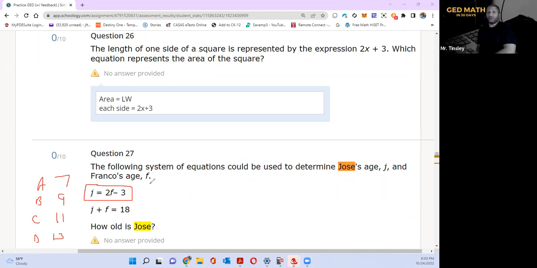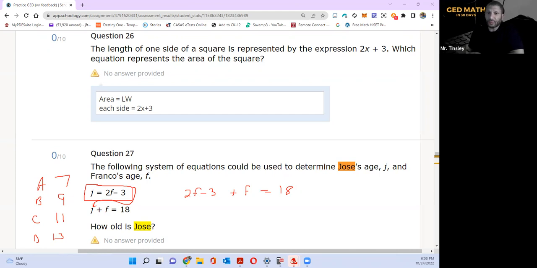There are several ways you can solve a system of equations: elimination, graphing, and substitution. Where they already have one of the variables isolated, J equals, F equals, you want to use substitution. So I'm going to take this J in this equation and plug it in as J in that second equation. So instead of saying J plus F equals 18, I'm going to have 2F minus 3 plus F equals 18. Does everybody understand that step?